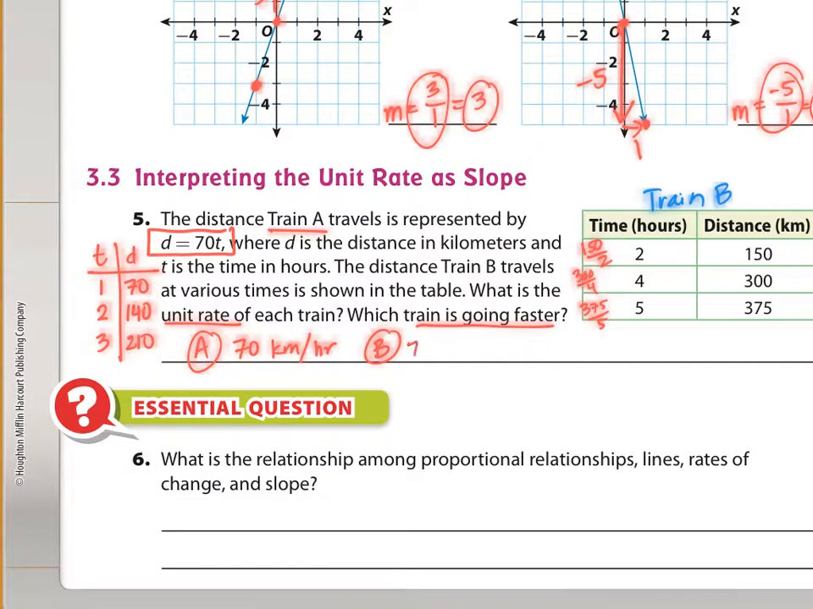So that means, since it's proportional and I get the same thing, that 75 is my unit rate. And by the way, when I ask for unit rate, it has to have these units. Okay, this means kilometers per hour. It's y divided by x, or y per x. If A is going at 70 kilometers per hour and B is 75 kilometers per hour, then that means B is faster. It has the faster unit rate, the faster speed.